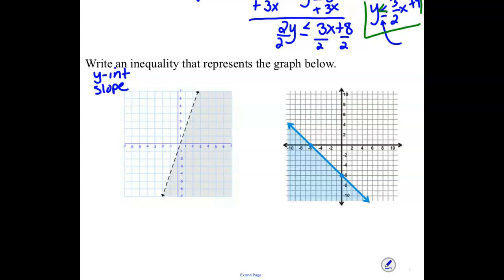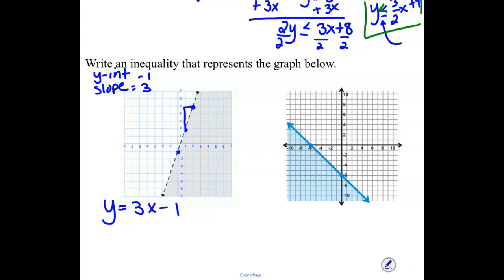Okay, for this one, it looks like it's touching the y-axis here at negative 1. And if we look at our slope, find a couple points where we hit nice corners of our graph paper, it looks like we're rising 3 and running 1. So my slope would be 3. So if this was just a plain line, my equation would be y equals slope times x plus my intercept, which is negative 1. But this isn't just a plain line.